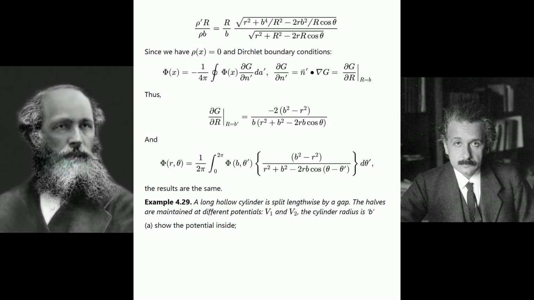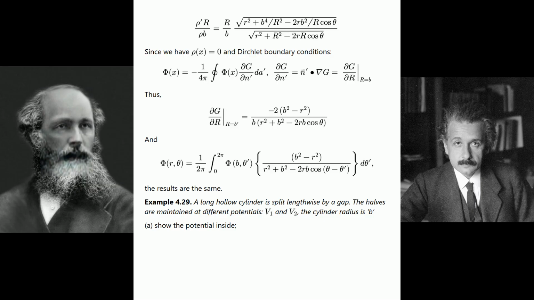Then, see the equation shown. And see the equation. Since we have rho of x equals 0 and Dirichlet boundary conditions, see the equation shown. Thus, see the equation. And see the equation shown. The results are the same.